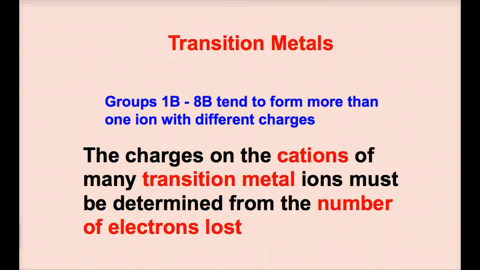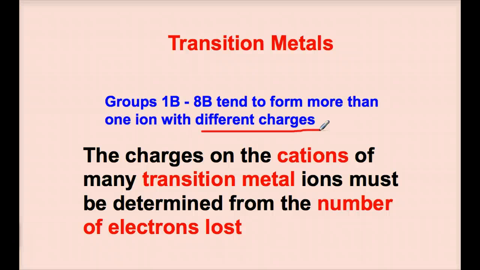Okay, transition metals are that orange area. They go from groups 1B through 8B, and they tend to form more than one ion with different charges. So the key thing is this word, different charges. Whereas, for example, sodium is always going to want to give away one, or bromine is always going to want to receive one, our transition metals can give away or receive more than one.